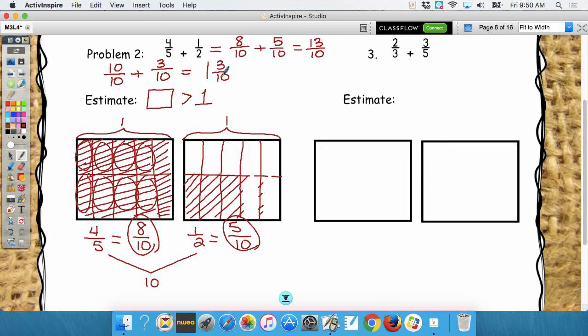Now don't circle it yet. Let's check for simplifying. Is 3 half of 10? No. Can I divide 10 by 3? No. Does 10 have any factors that 3 has? No. So we're done. Okay, let's do the next one. I know I'm going slow, but I think it's going to help.